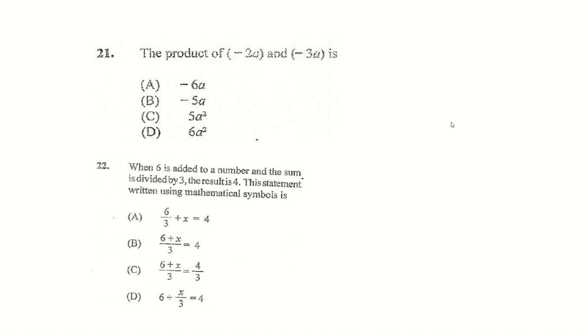What is the product of minus 2a and minus 3? Minus times minus is plus. 2 3s are 6, 6a squared, so the answer is D. When 6 is added to a number, let's say x, and the sum is divided by 3, the result is 4. That is B.